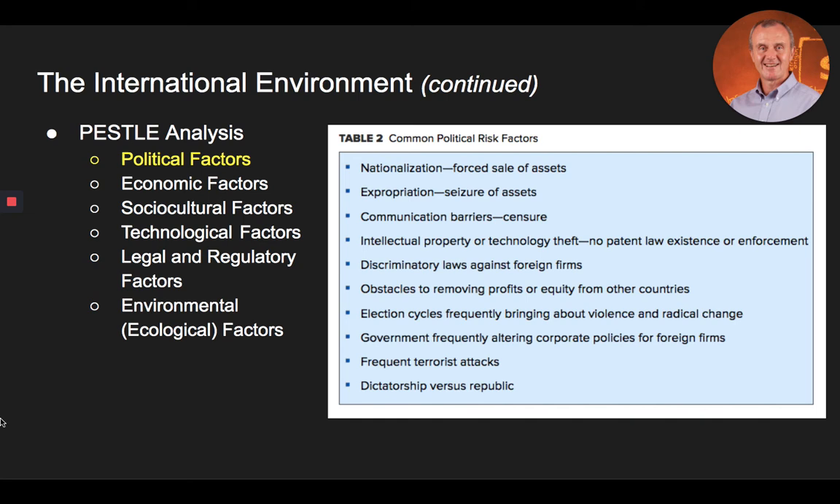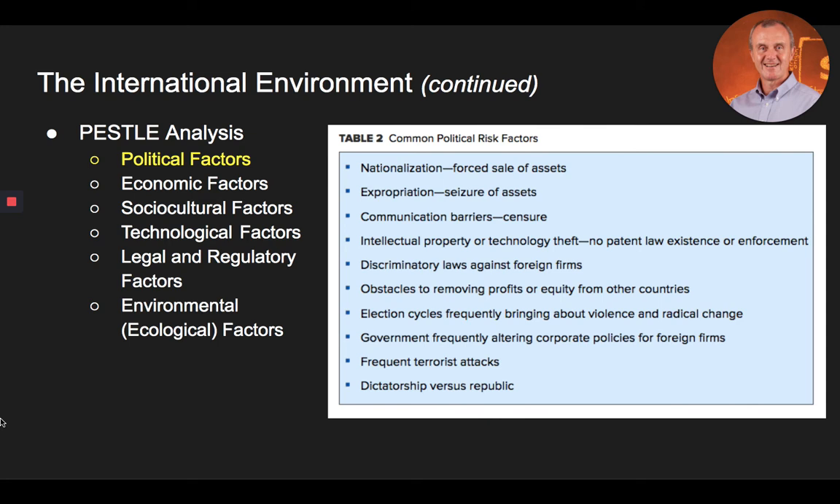Now, first let's take a look at political factors. The political analysis a firm must conduct involves assessing the political risk of the country in which it chooses to operate. Political risk are governmental policy actions that impact the profitability of the firm. Some common political risk factors are shown in Table 2 on your screen, which is taken from the textbook.